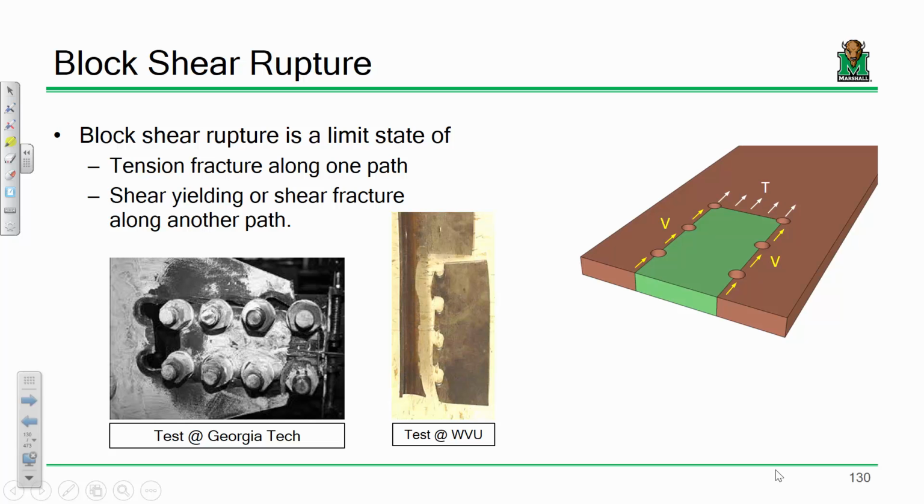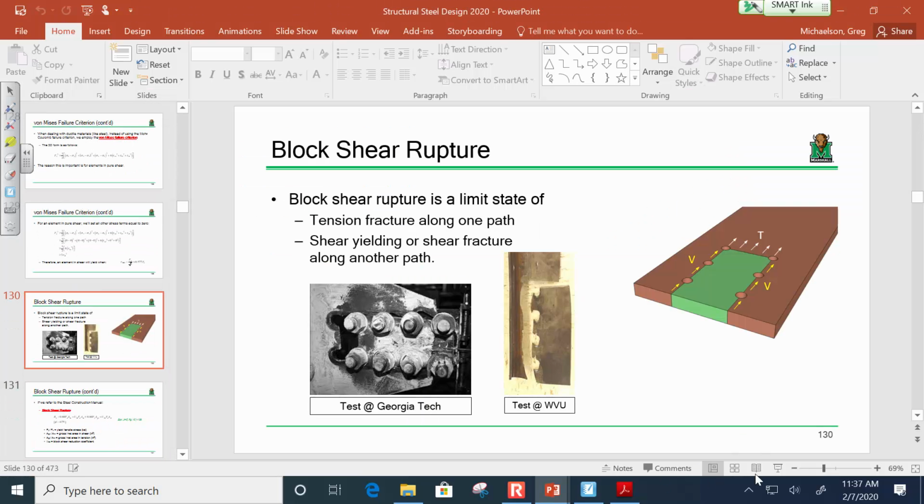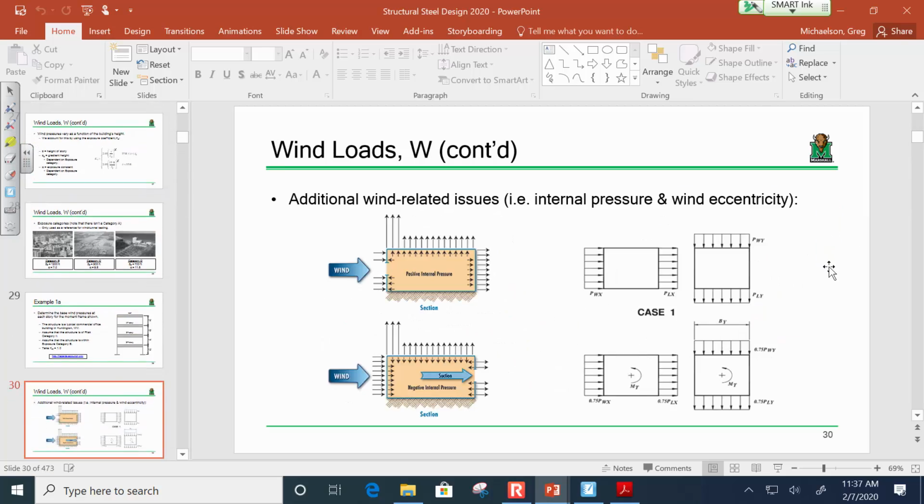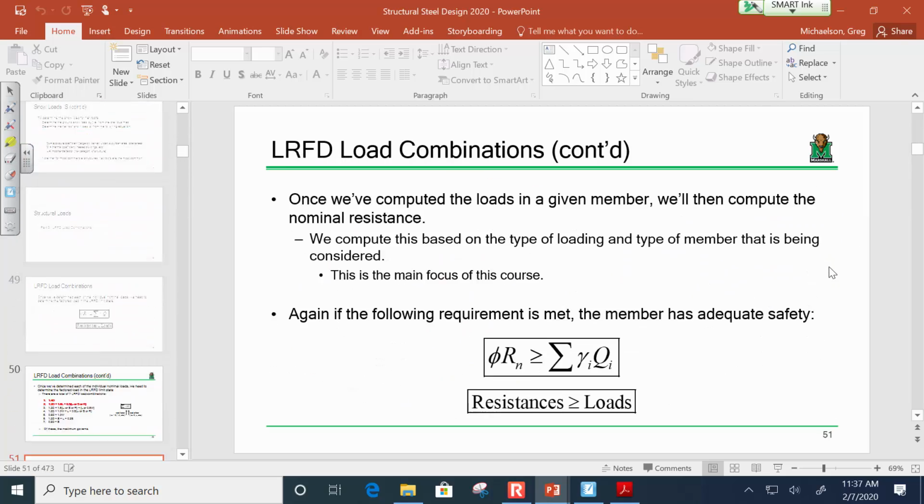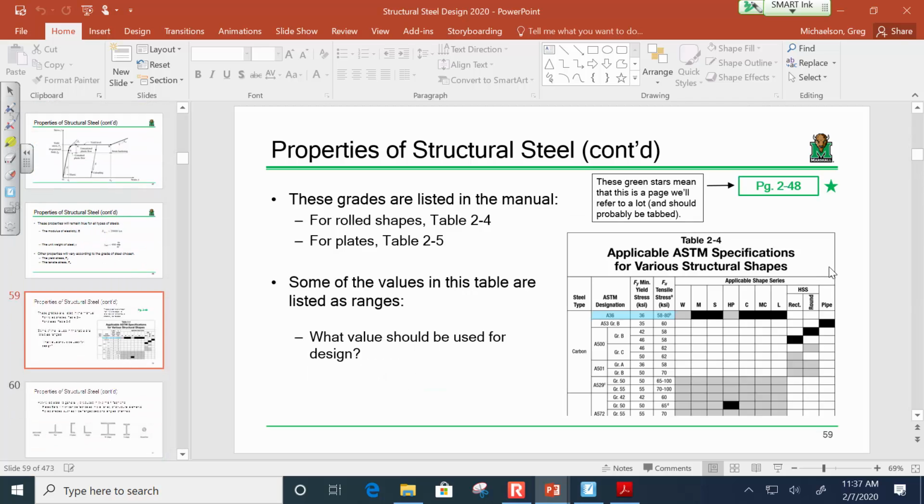And so block shear is a failure path that consists of tensile failure along one path and shear failure along another. I have this video that I pulled up a while back. I'm actually going to pull that back up because I think it's a whole lot more descriptive than the picture. Give me a sec.